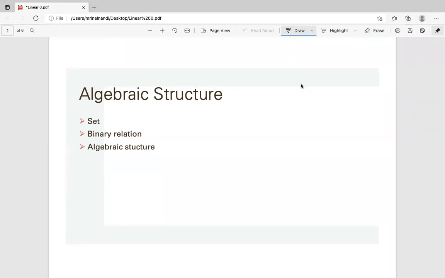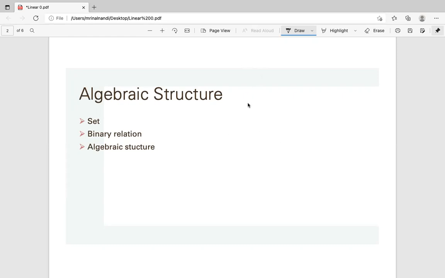Set is actually undefined, but still we know what a set is. There is some axiomatic definition of set. There are 11 axioms. Sometimes we say a set is a well-defined collection of well-defined objects. That is not actually true. This is not a definition. Set is actually an undefined concept that satisfies some 11 axioms.